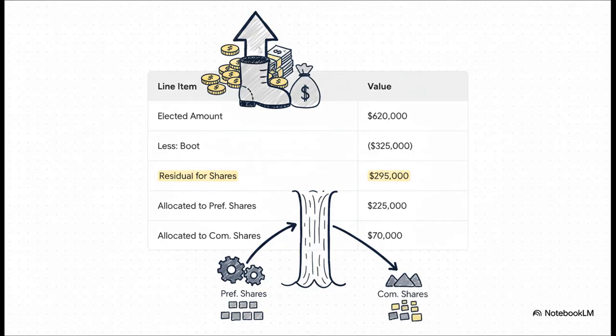Okay, let's put some numbers to this to make it real. In this example, the elected amount is $620,000. We subtract the BOOT of $325,000, which leaves $295,000 to be allocated to the shares. Now, this $295,000 is the total ACB for all the shares. Following our waterfall, we allocate the first $225,000 to the preferred shares, matching their fair market value. The remaining $70,000 then flows right down to the common shares.